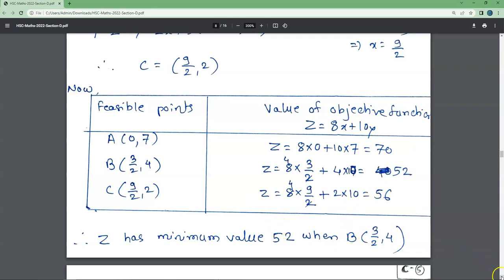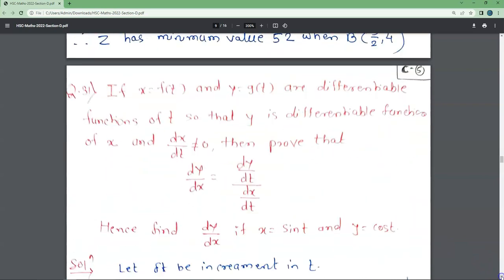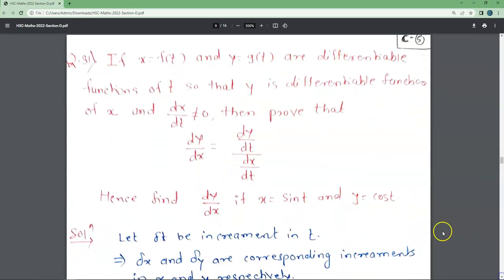Easy. What is the next question? Now this is about derivatives, right? Different derivatives proof, what they are asking you to do.